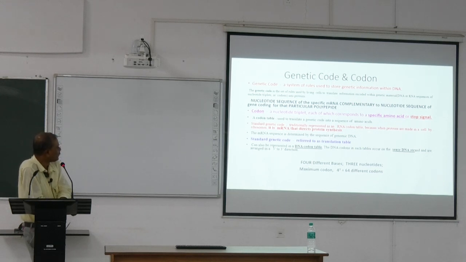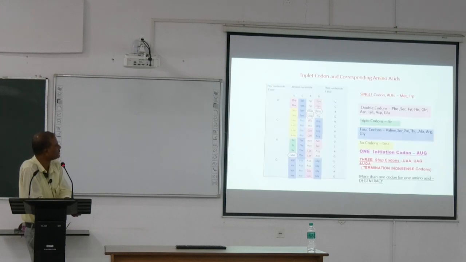The standard codon table, whatever you are seeing, is basically the translation of the genetic code into a sequence of amino acids, and the standard genetic code which you read is basically an mRNA. That is coding for mRNA, not for DNA. There is a separate DNA codon table also, that is based on the DNA sequence, but the codon table which we will be discussing in the next slide is basically an mRNA codon table. And there are 4 different bases, 3 nucleotides, so the maximum combination will be 64 different codons.